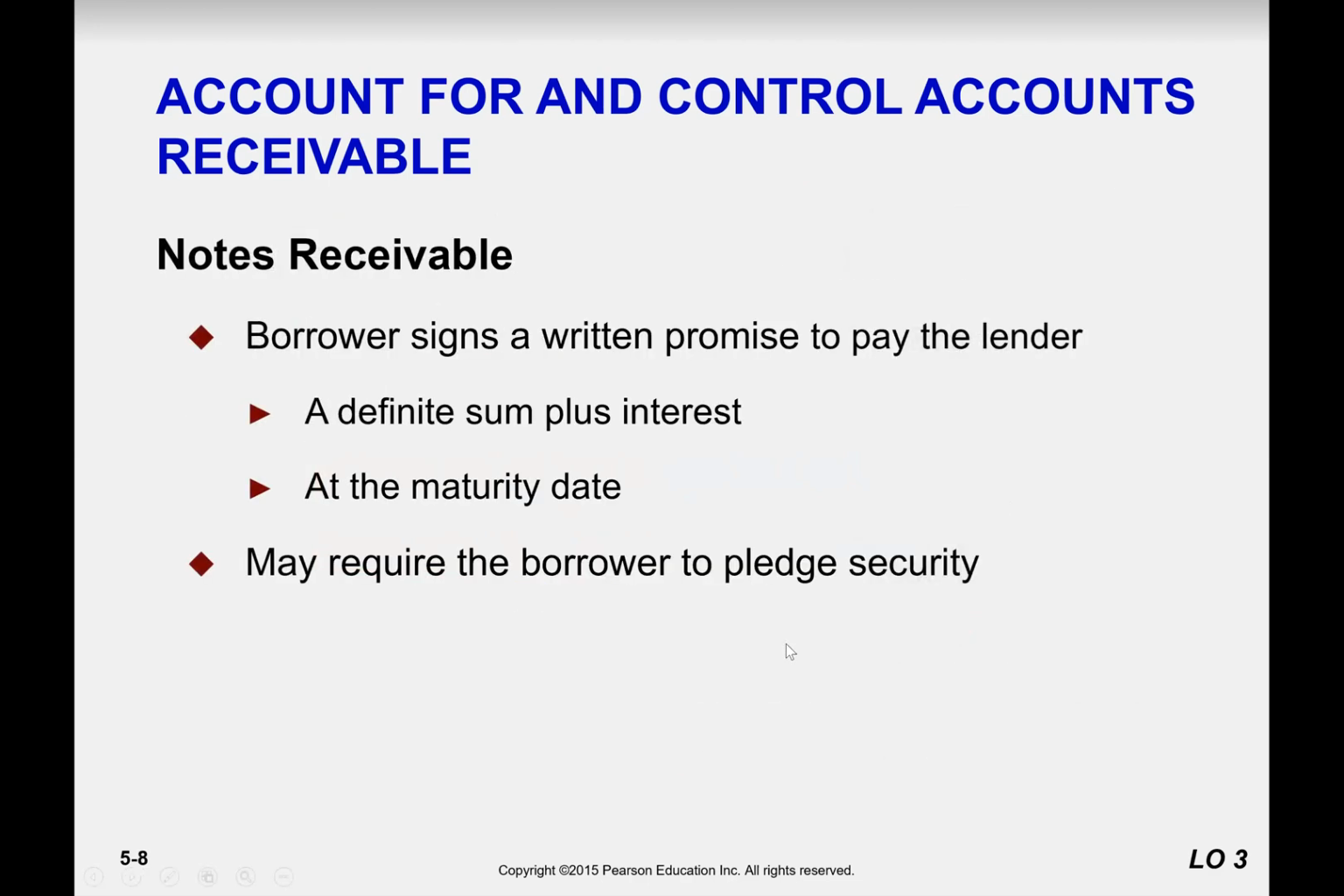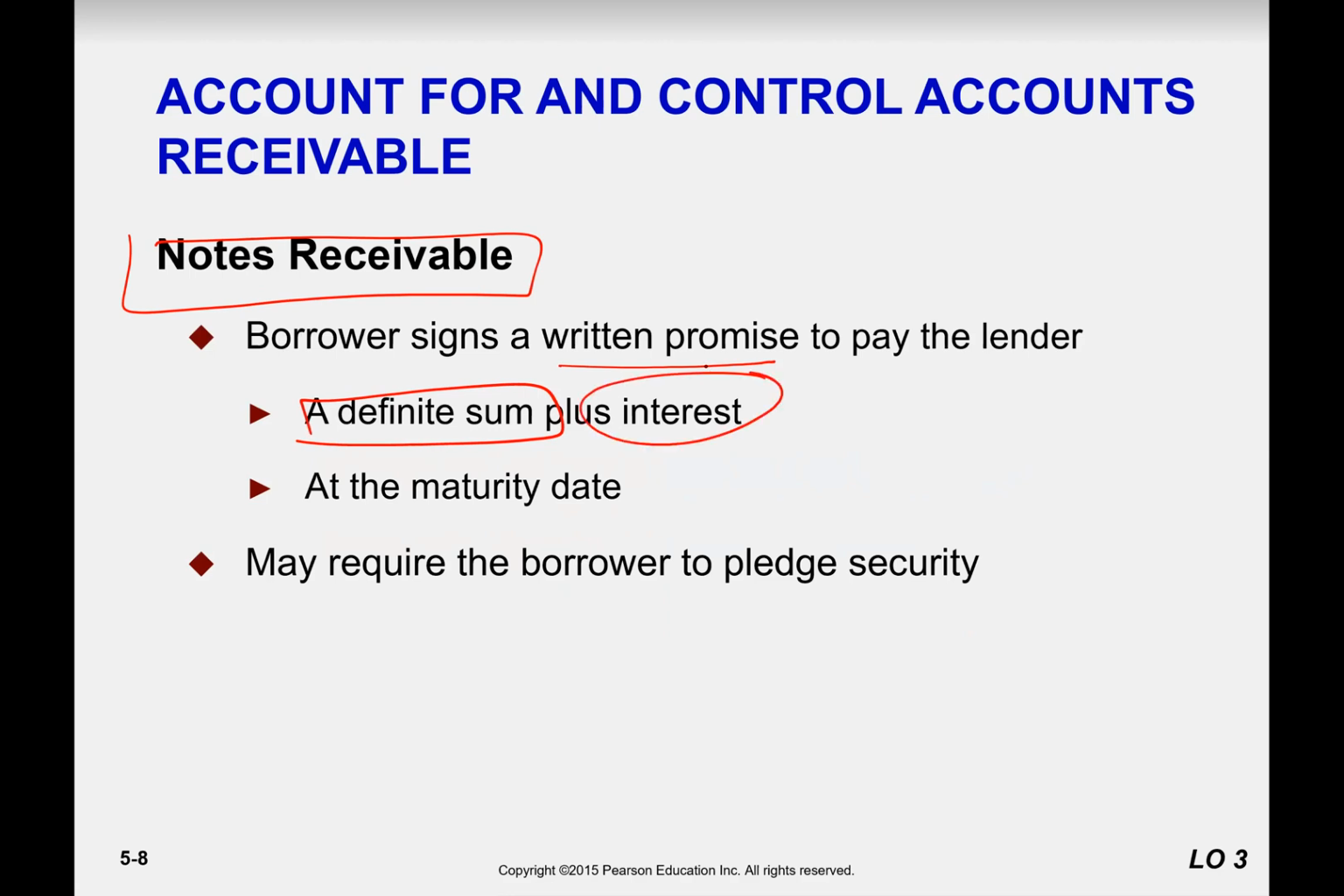So, what are notes receivable? Like I told you, there is a borrower who signs a written promise to pay the lender a definite sum plus the interest, and there's a maturity date as well. After 90 days, 1 year, 6 months, whatsoever. It may require the borrower to pledge security as well. So you are lending money to others, and you have what? Nothing. That is a foolish move. You must have some kind of security.